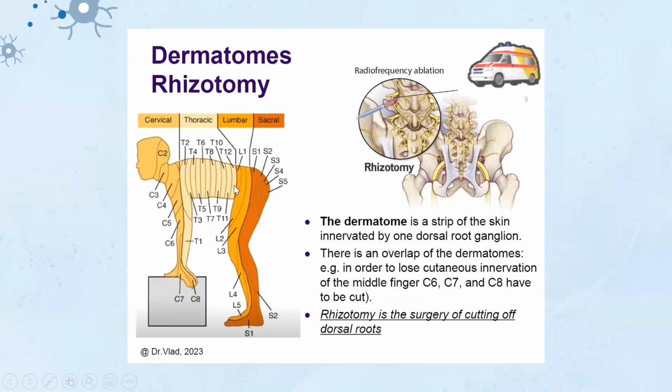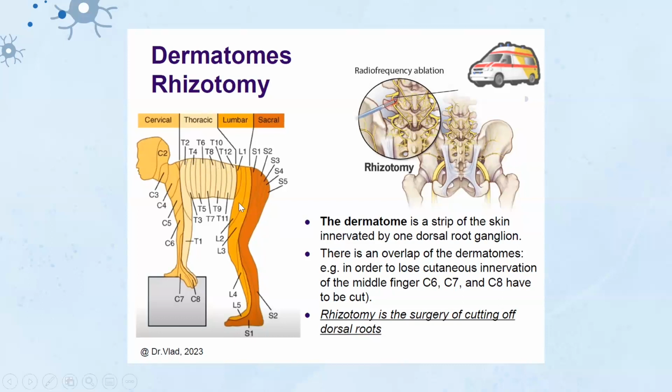For example, this area is skin, and it is innervated by the sensory nerve L2. The same goes for each strip of skin. Each strip of skin is innervated by only one nerve. This is T2, this is T3, this is T4.